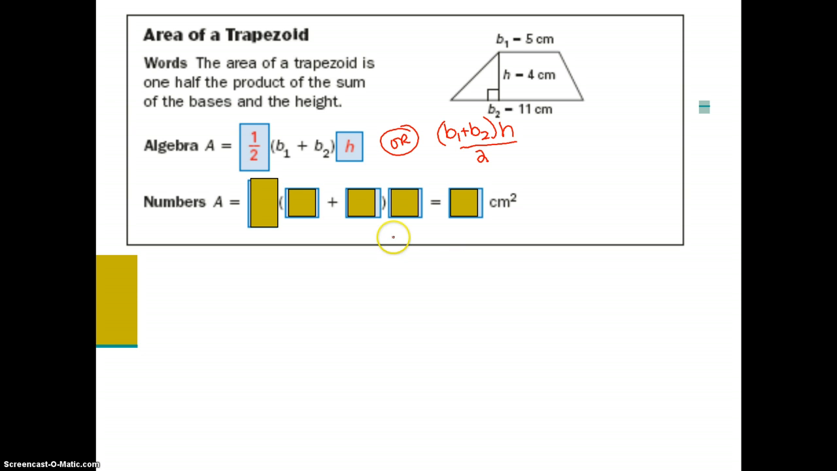An example of this is taking 1/2 times 5 plus 11 times 4. 5 plus 11 is 16. You can take 16 times 4 and get 64, and then multiply by 1/2, or you could take 64 divided by 2, which is 32 centimeters squared. That is the area of a trapezoid.